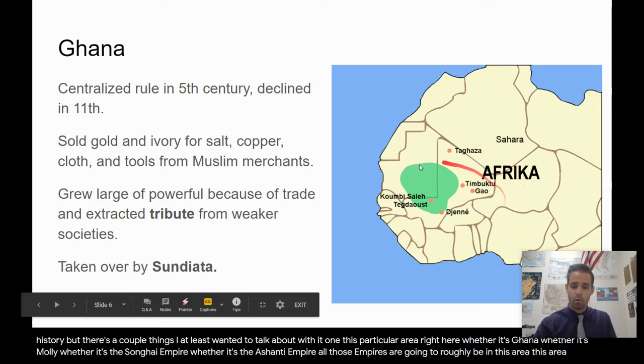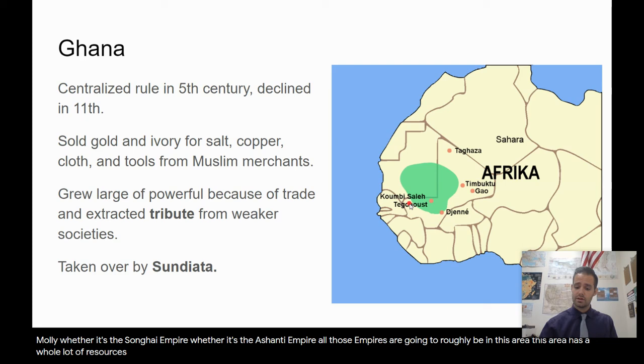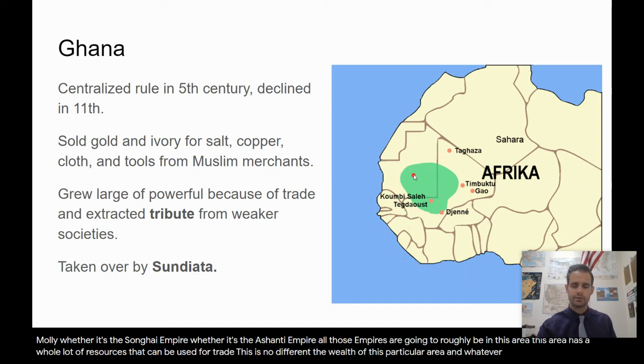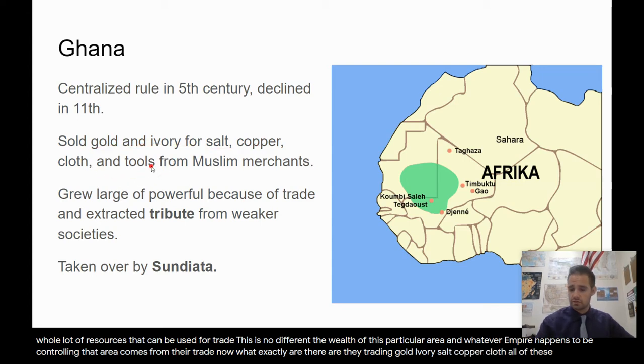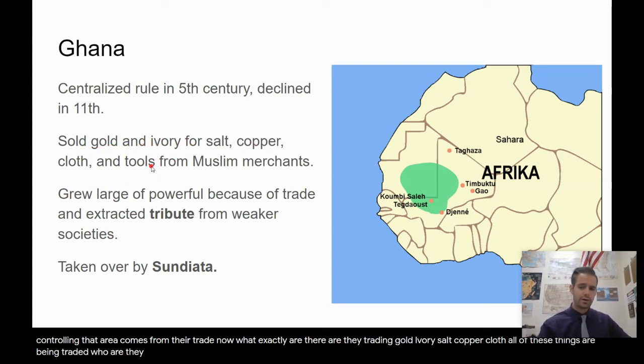whether it's the Ashanti Empire, all those empires are going to roughly be in this area. This area has a whole lot of resources that can be used for trade. We said that trade produces wealth, and this is no different. The wealth of this particular area and whatever empire happens to be controlling that area comes from their trade. Now, what exactly are they trading? Gold, ivory, salt, copper, cloth, all of these things are being traded.